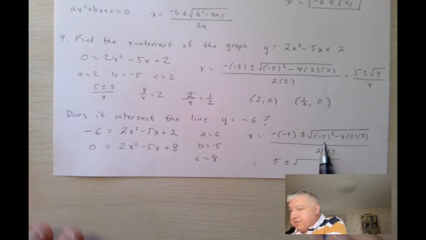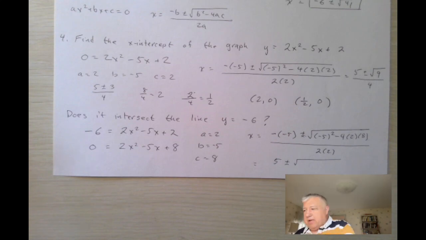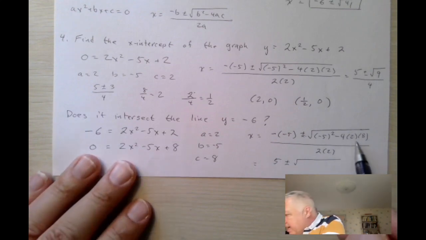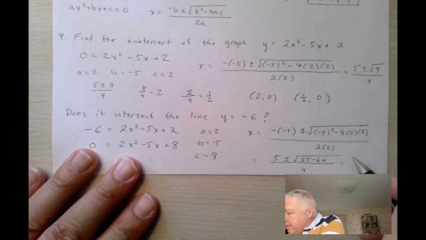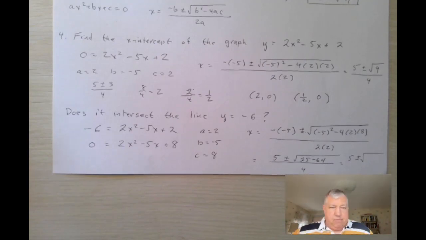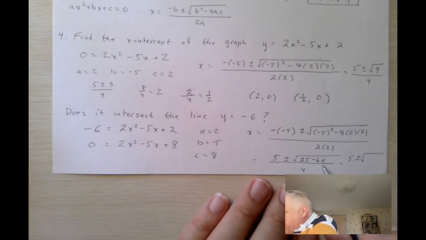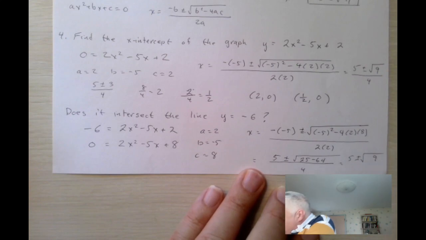Now, what will this be? This is 25 minus 4 times 2 times 8, which is 8 times 8. That's 64. So this will be 25 minus 64, over 4. And this is going to be 5 plus or minus the square root of 25 minus 64. Well, we already know that something is wrong here. This will be a negative number. It looks like this will be negative 39, over 4.